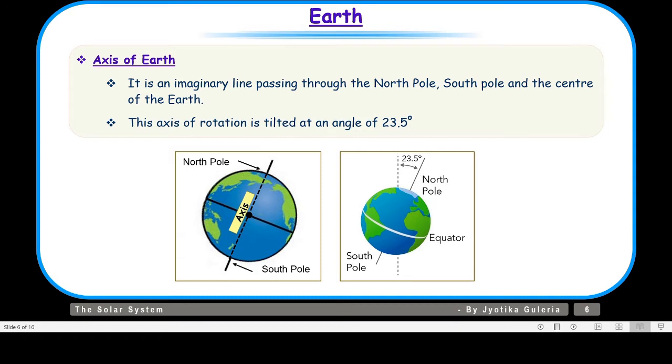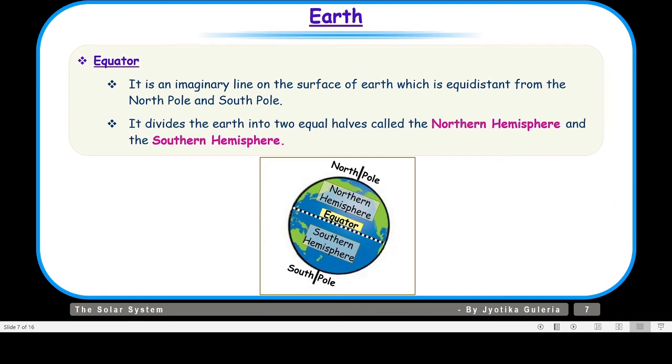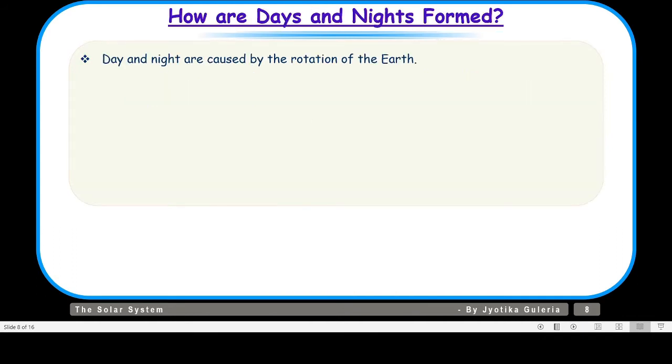And now let us talk about another imaginary line, that is equator. It is an imaginary line on the surface of earth which is equidistant from the north and the south pole. It divides the earth into two equal halves called the northern hemisphere and the southern hemisphere. So this is the equator, the imaginary line which divides the earth into two halves, that is the northern hemisphere and the southern hemisphere. So children, now as we have understood the four important terms, that is rotation, revolution, axis and equator, we'll move on to understand how days and nights are formed.